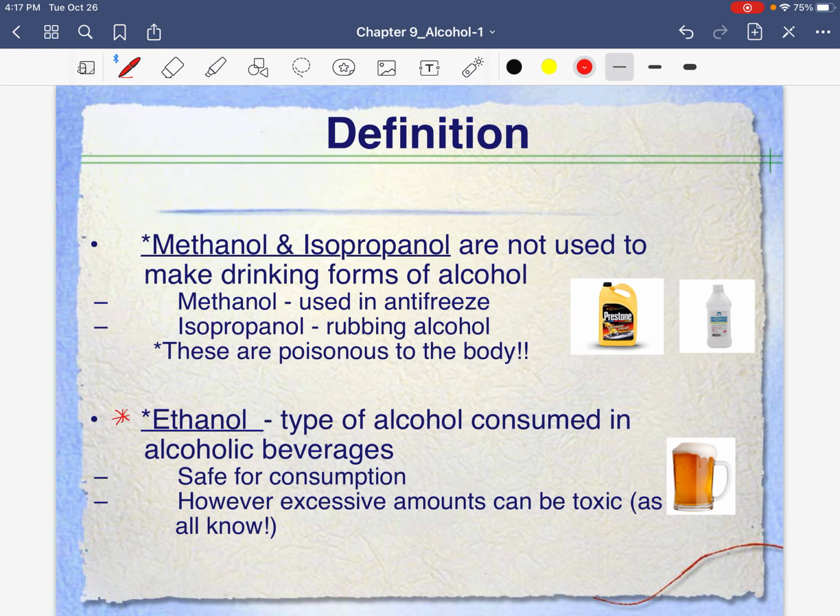It's not toxic in small amounts, so it's safe for consumption. But of course, if taken in extreme excess, it can be toxic. On the other hand, methanol and isopropanol are other forms of alcohol. I'm not going to ask you these. If you're interested, methanol is, for example, used in antifreeze. You don't want to drink that. And isopropanol is found in rubbing alcohol, so it can be an antiseptic, but not to be drunk.